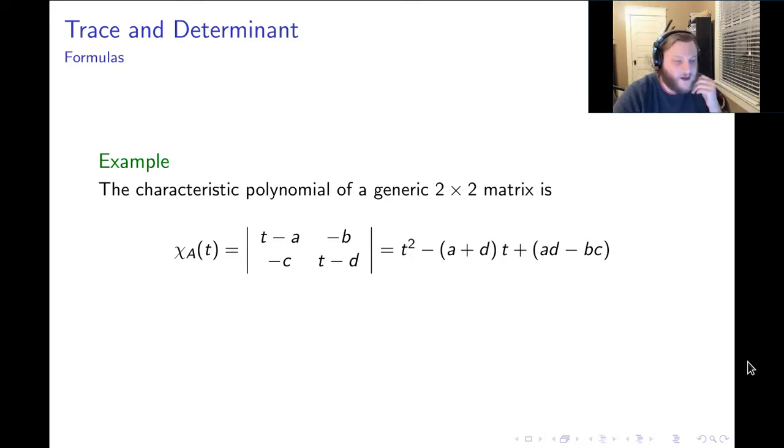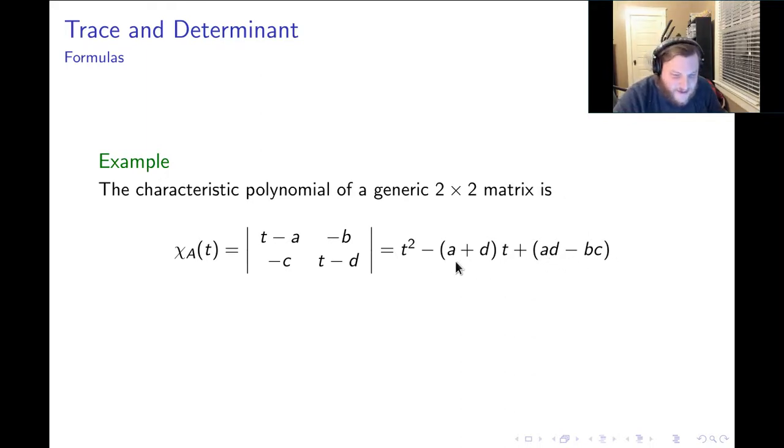In particular, I want to look at the general formula of the characteristic polynomial of a 2 by 2 matrix, whose rows are a, b, and then c, d. Well, what we get when we take the appropriate determinant to calculate the characteristic polynomial is t squared, which we expected because this is going to be a monic degree 2 polynomial, minus the quantity a plus d times t, plus the quantity ad minus bc.